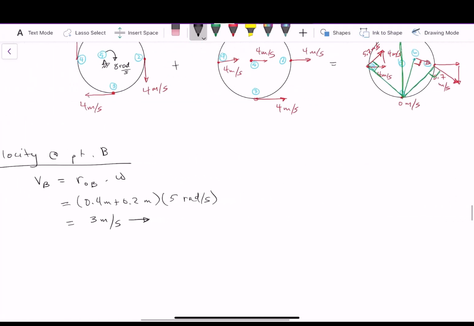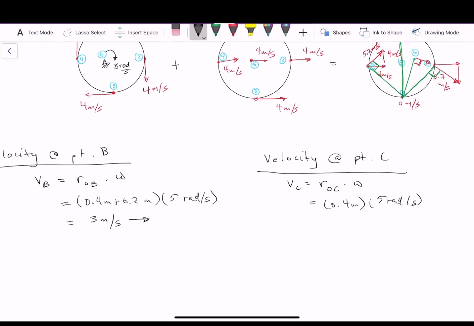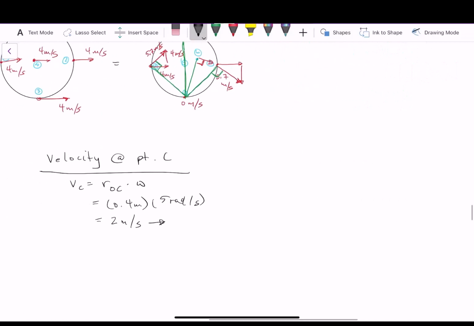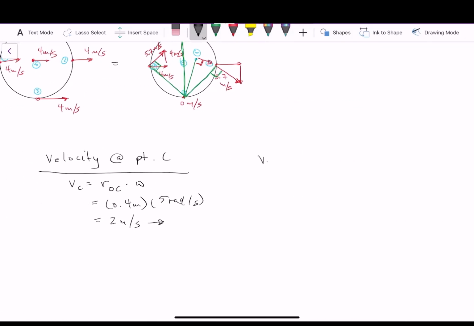Similarly, we can find the velocity at point C. The velocity of C is equal to ROC times omega, which is 0.4 meters times 5 rad/s, equal to 2 meters per second to the right. Last but not least, we have the velocity at D. This one's just a little bit different because point D is not located directly above the point of rotation. It's not located directly above O.